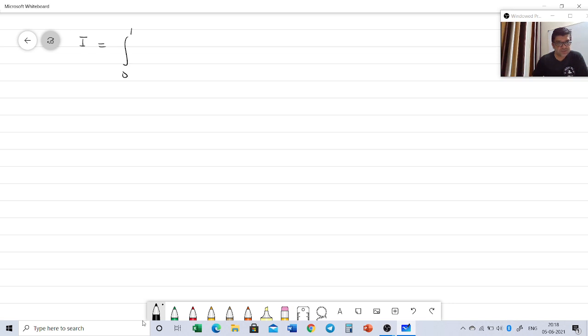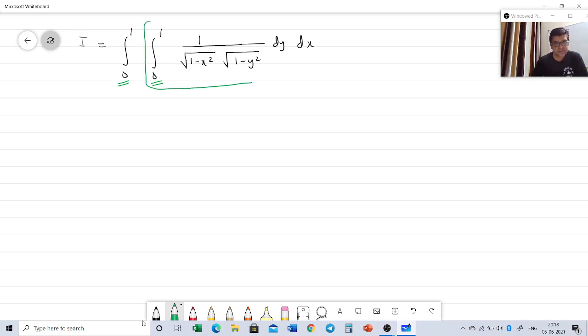Suppose I have integral 0 to 1, integral 0 to 1, 1 by root of 1 minus x square, root of 1 minus y square, and I can see dy dx. Notice both the outer as well as inner limits are constant. So let me first evaluate this inner integral, which in this case is with respect to y. Can you see? This is with respect to y. So I evaluate the inner integral first, keeping the outer integral as it is.